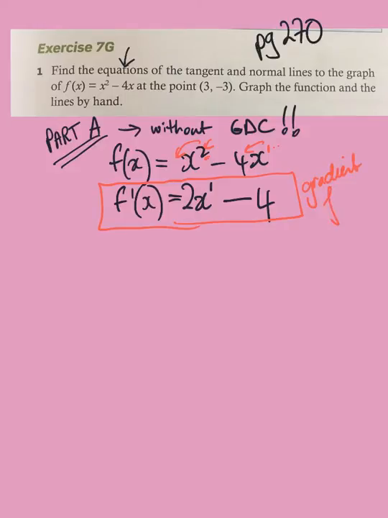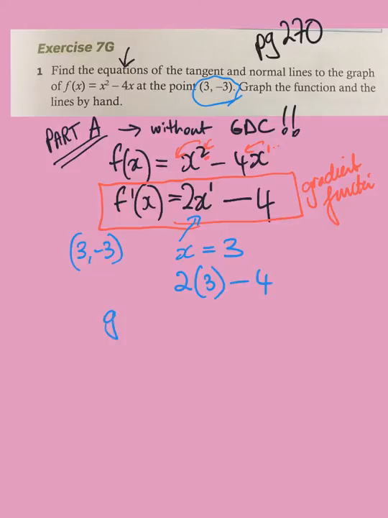What that means is that I can substitute in any point on the curve into the gradient function, and it will give me the gradient of the tangent line at that point. So now we need the equation of the tangent at this particular point, at the point (3, -3). So we just need to substitute in x is equal to 3 to find the gradient at that given point. Therefore, if x is equal to 3, the gradient at this particular point is going to be 2. That's because this is 6 minus 4 is equal to 2.